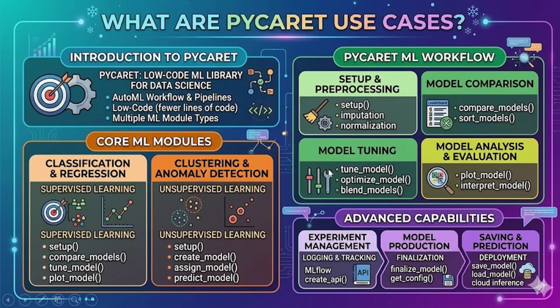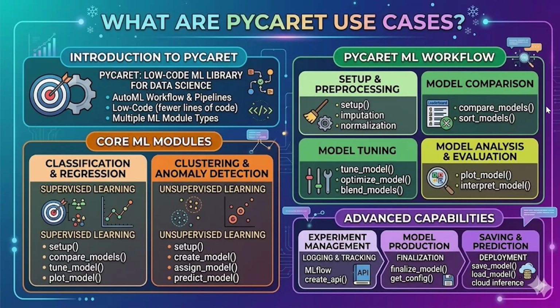So here the functions which clustering and anomaly detection provide: the setup function is the same, but create model, assign model, predict model, these all will help you to build an unsupervised learning model also.